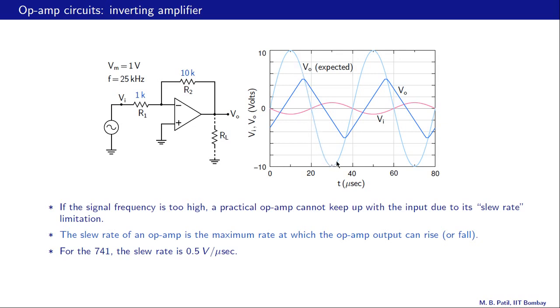But the actual output that we observe, and you will observe this also on an oscilloscope if you connect this circuit in the lab and make measurements, is this here. It looks substantially different from what we expect. And this is entirely because of the slew rate limitation of the 741 op amp. Let us calculate this rate here.